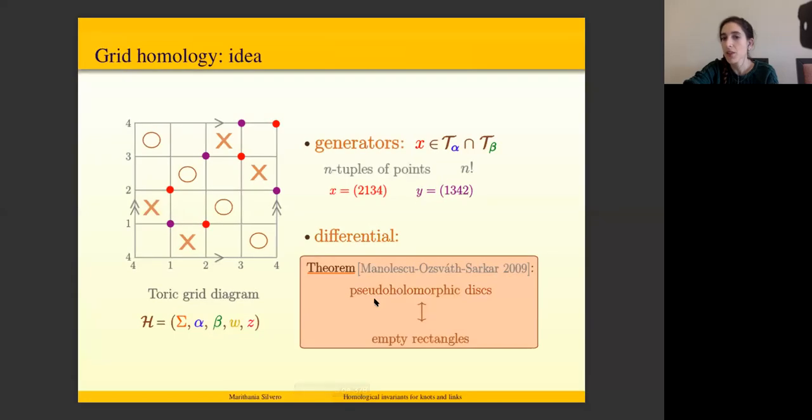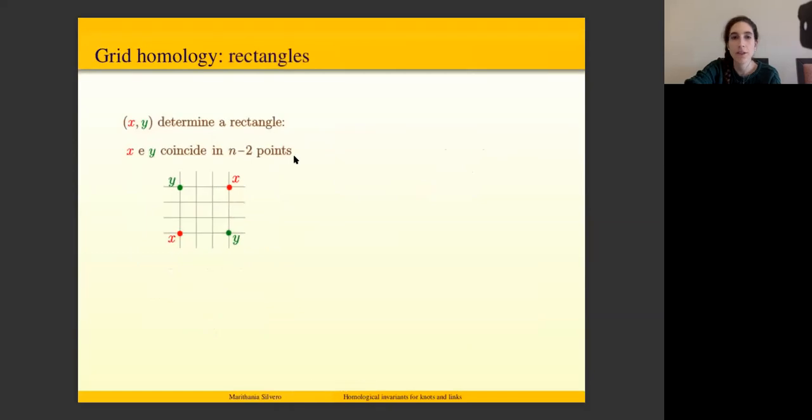But Manolescu, Ozsváth, and Sarkar proved in 2009 that counting pseudoholomorphic disks in those complicated Heegaard diagrams is equivalent to counting empty rectangles in grid diagrams. And what are empty rectangles? Let's see, because it is not difficult.